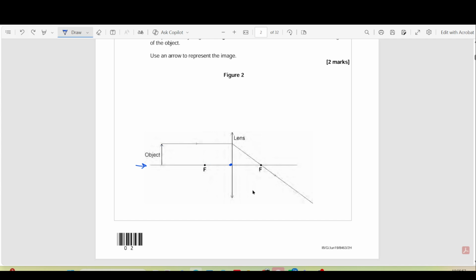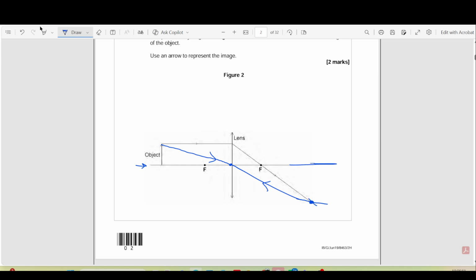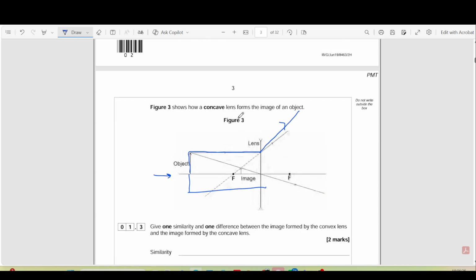Let me draw properly. It will go like this. This is the incident ray and this is the refracted ray. So they both will meet here, right? If you do it, they will meet somewhere here. So this is our image. Okay, make an arrow and write image. It is inverted because it is going downward, but it is real because rays are actually meeting.